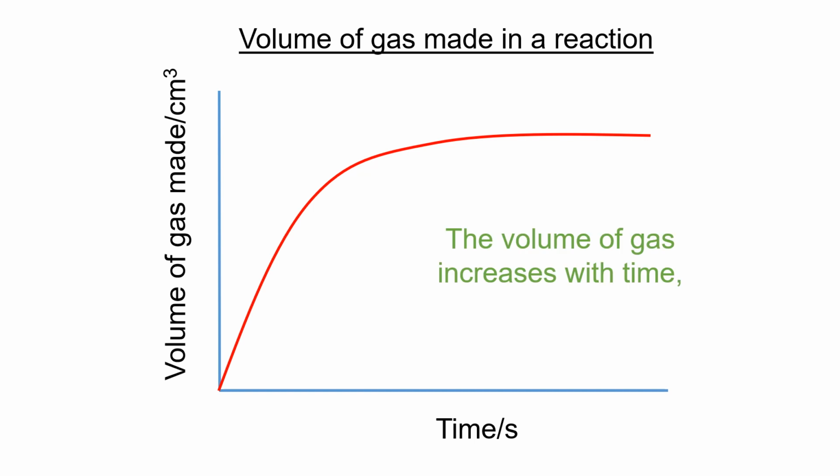The first part is the volume of gas increasing with time. And the second part is that it eventually becomes constant, so it plateaus off, which means your reactants have been used up and all the products have been made in that given time.